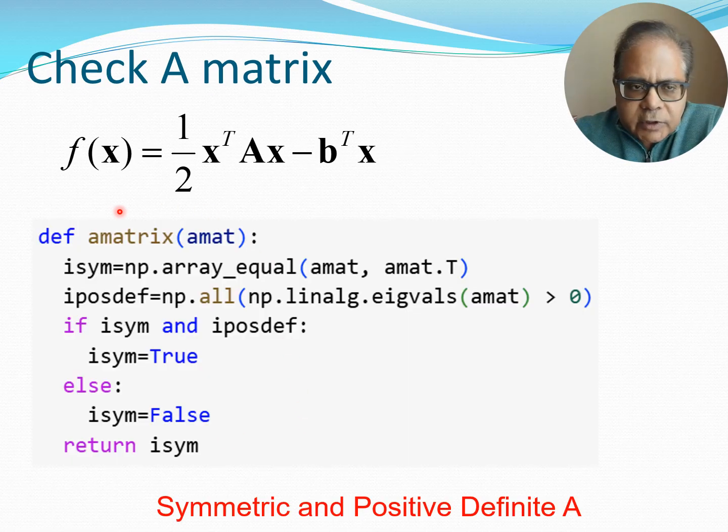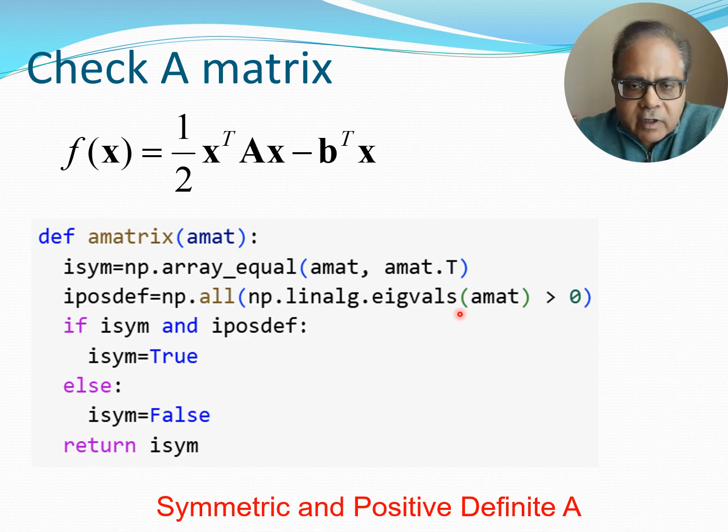Now we introduce a simple function here which is going to check the matrix A. This is more for figuring out some of the things in Python and also realizing that you need to put in some kind of checks in your computer program every now and then. So we call this function A matrix and we feed in the matrix here. What this function does is that it first checks whether the matrix and its transpose are equal. If so, it's going to return true. If not, it's going to return false. Then it checks if the matrix itself is positive definite.